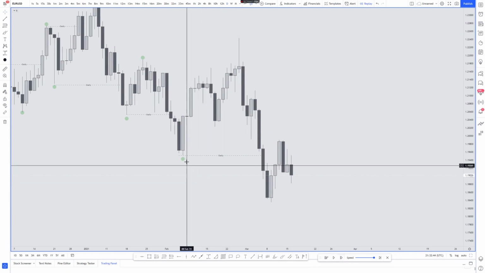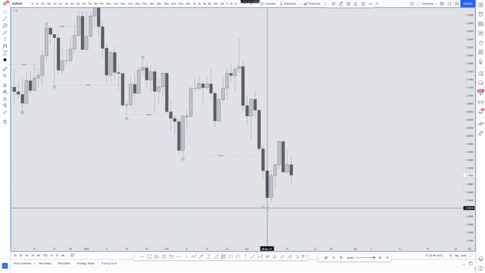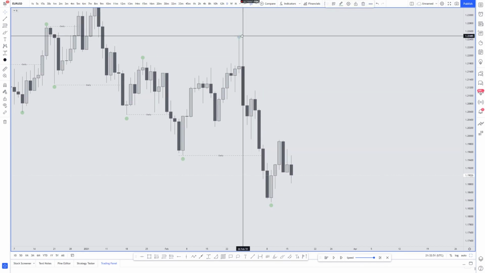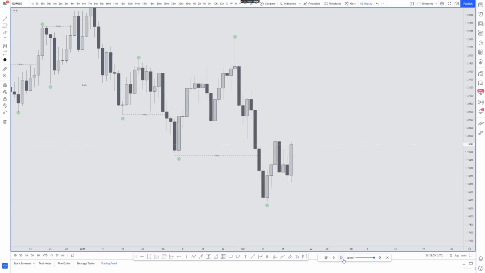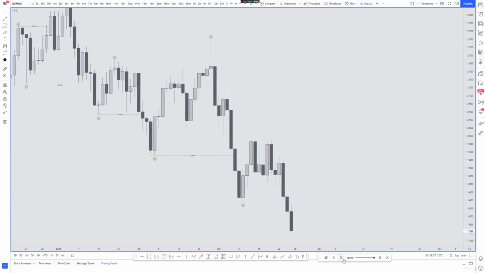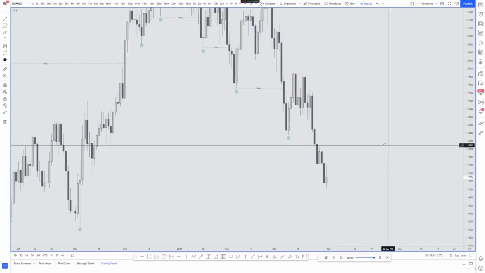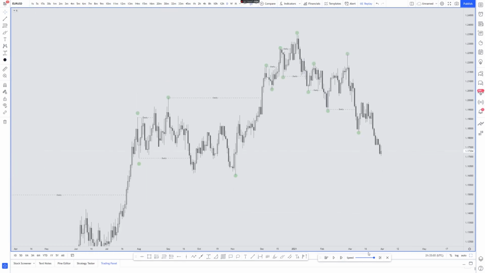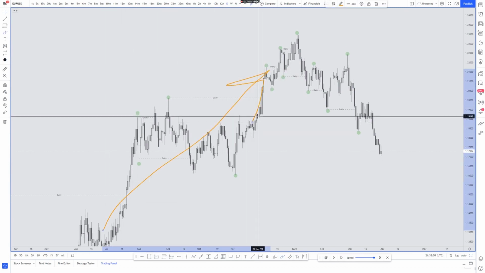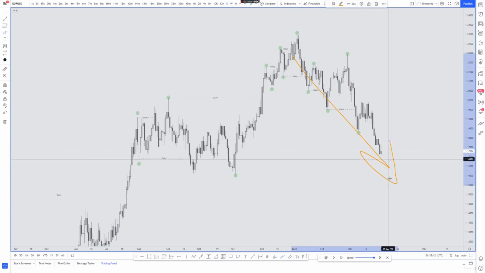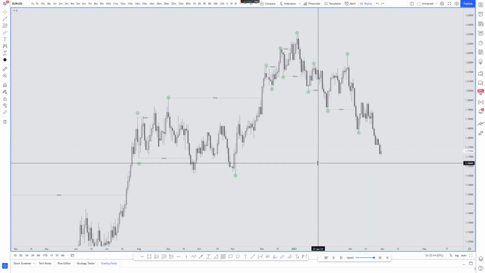And we have our pullback. So this now becomes structure. This now becomes the high that took out the low. So as of right now, you can see that we are on an impulse down. We had an impulse up here. And current order flow is bearish as we are continuously making new lows.